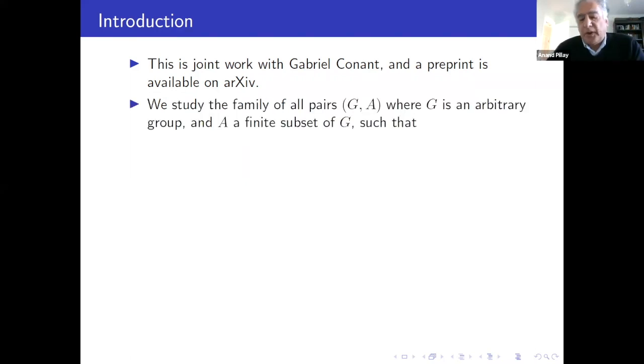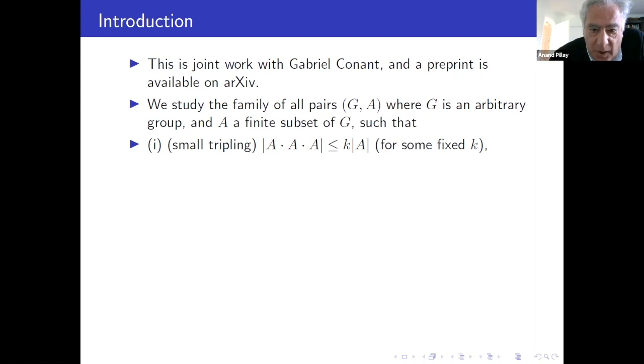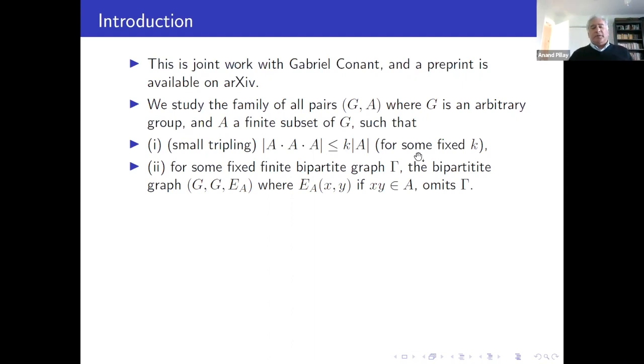So, what is going on? We're studying the family of all pairs (G, A), where G is an arbitrary group, and A is a finite subset of G. G could be non-abelian. Number one, small tripling: A times A times A, the collection of products of something in A times something in A times something in A, has size, which is finite, less than or equal to K times the size of A for some fixed K. And number two, I'll call it a NIP assumption.